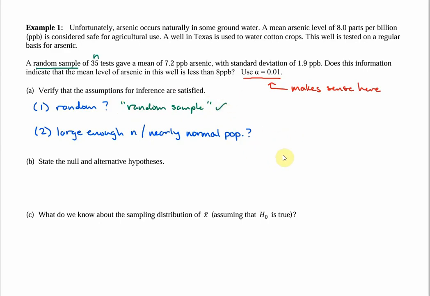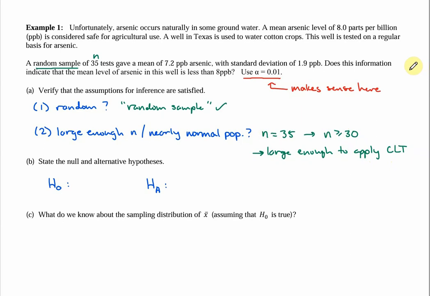And then for the large enough n or nearly normal population, that's really a one or the other type of situation where if you have a large enough n, you can just say you have a large enough n and you can apply the central limit theorem and you don't have to worry about it. And that's where we are here. If n was smaller, which will happen in the other examples, then you have to check the normal probability plot, you have to check the box plot. But here we do not have to do that because n is 35. So that means that n is greater than or equal to 30. So it is large enough to apply the central limit theorem. So large enough to apply CLT.